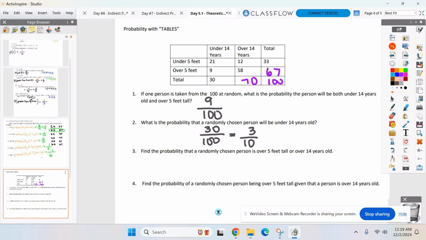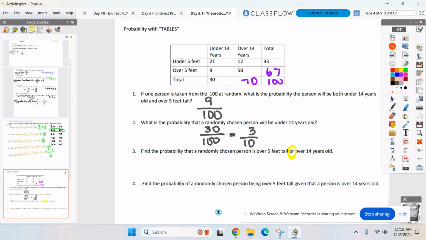Any questions on 1 or 2? Because it gets a little nutty here on 3 and 4. Okay. Over 5 feet, or, please circle that word, or over 14. So they can be over 5 feet or over 14 years old, but something's going to happen here.